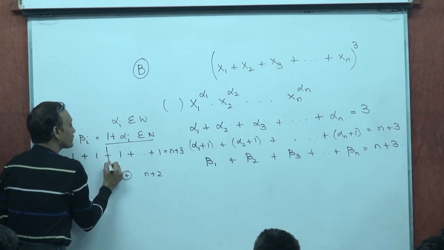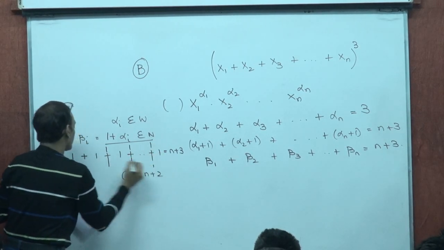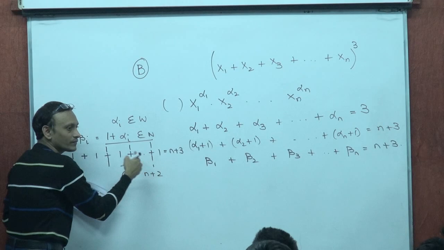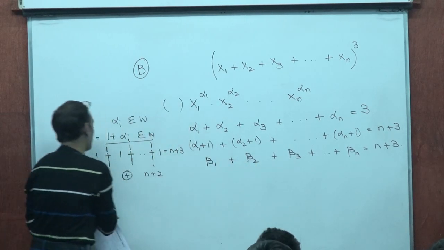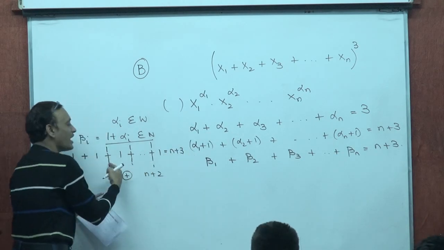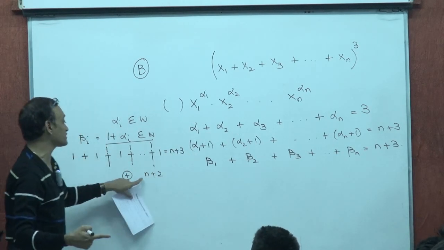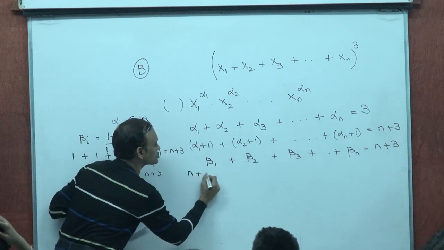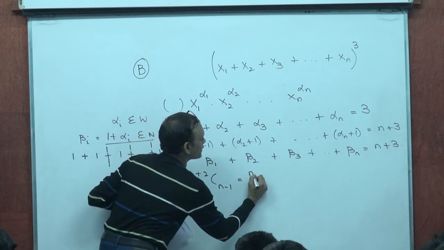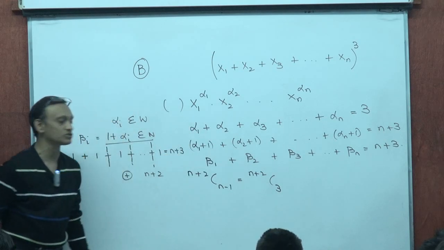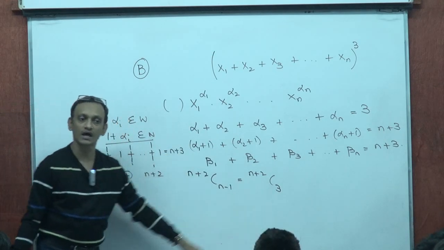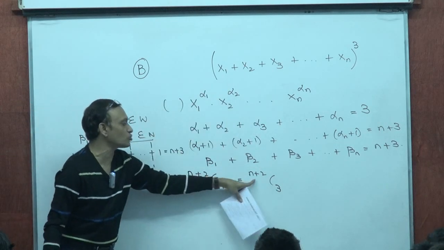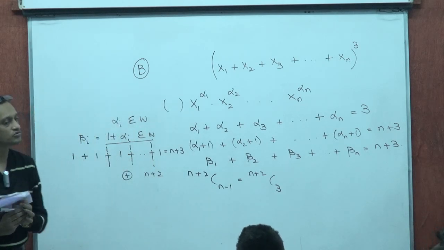So how many of these partitions do we need? n minus 1 partitions we need, so that n variables can be created. One would be beta 1, one would be beta 2, one would be beta 3, etc. How many partitions? n minus 1 partitions from n plus 2 available. And that could be done in n plus 2 C n minus 1 ways, which is the same as n plus 2 C 3. nCr is nC n minus r, etc. Right? So the number of dissimilar terms in the expansion of this is going to be n plus 2 C 3.